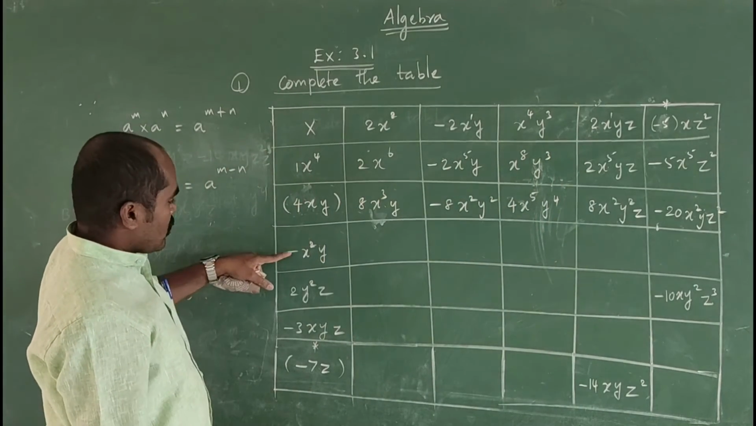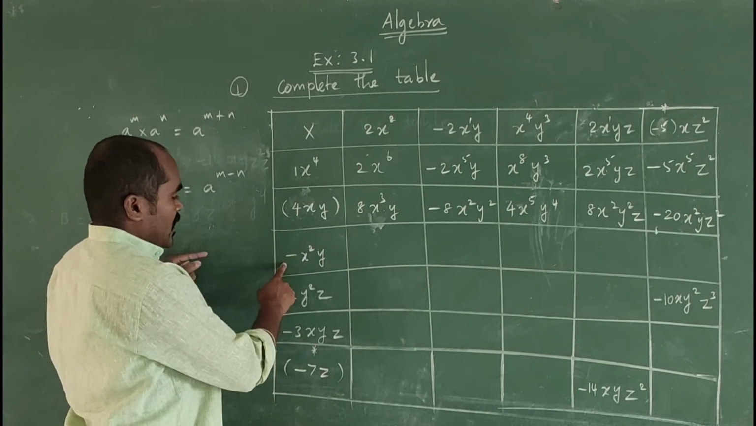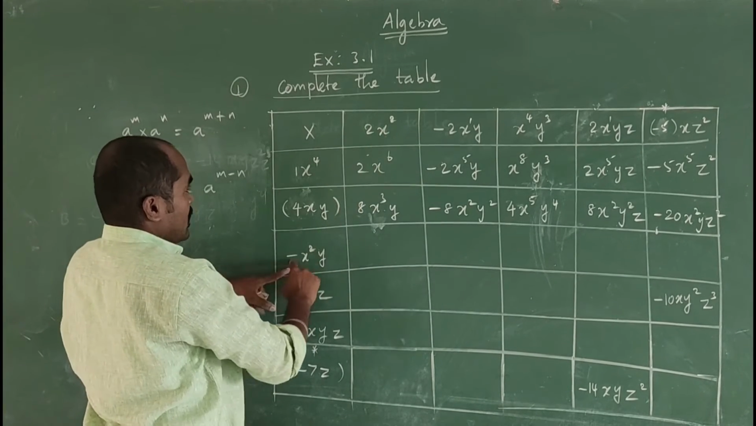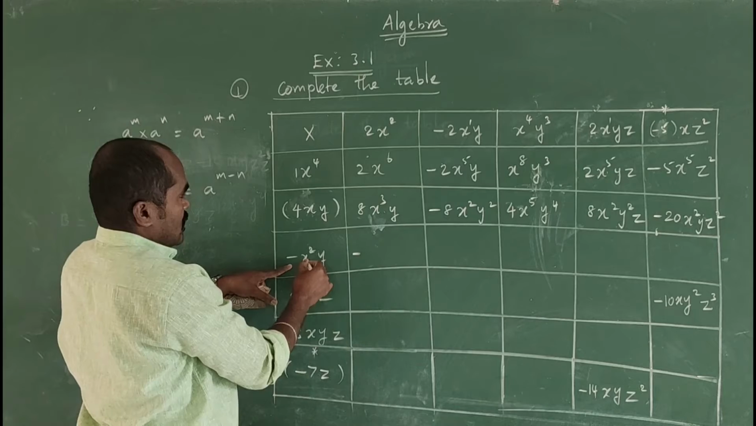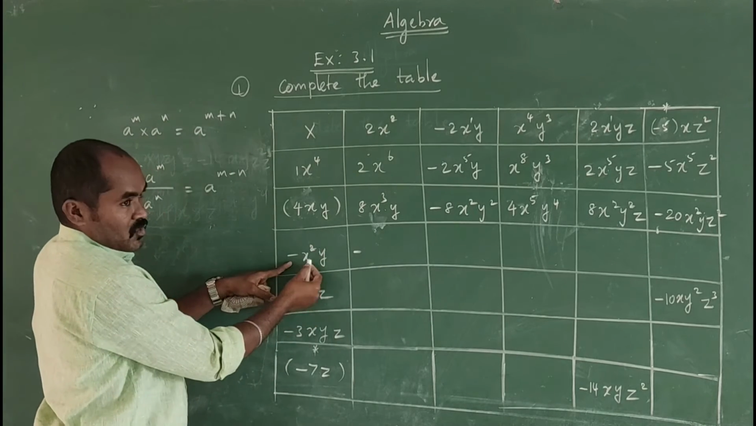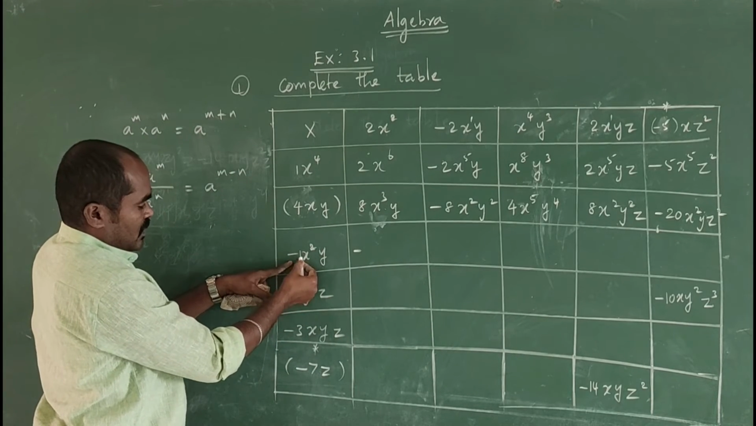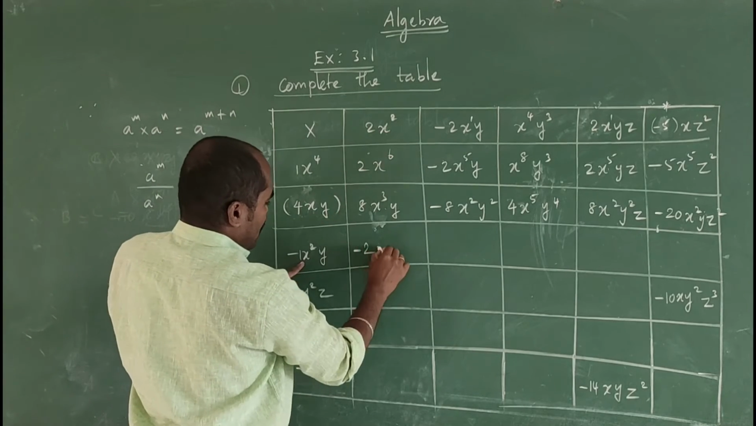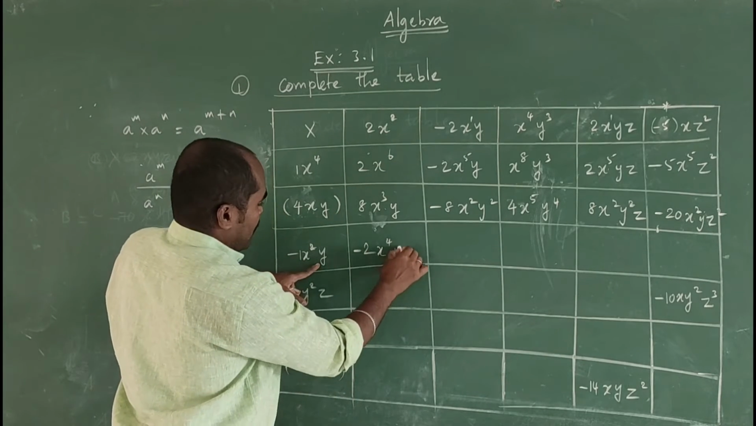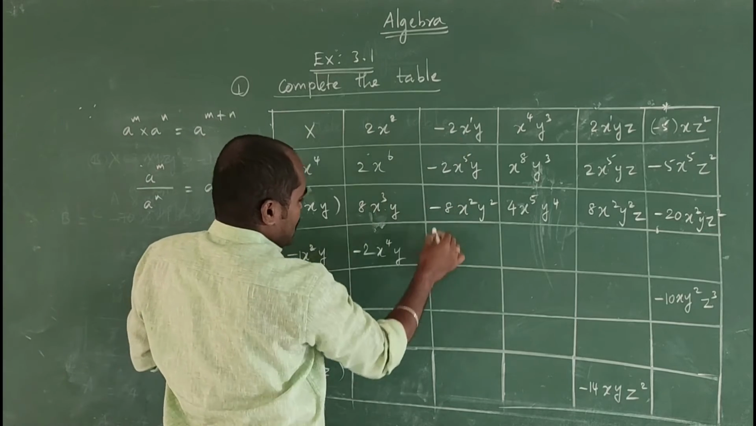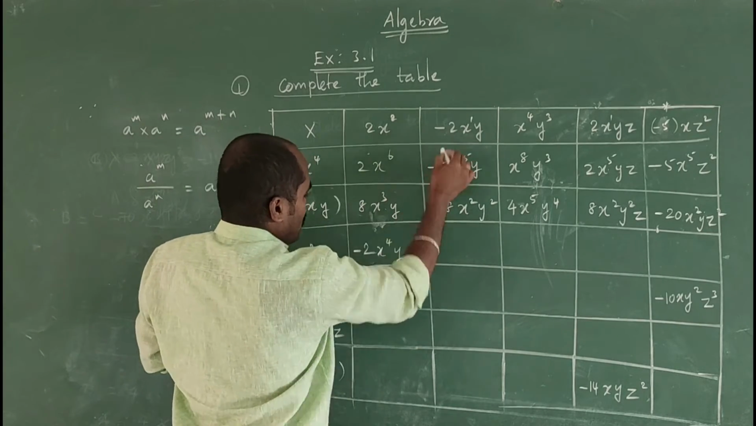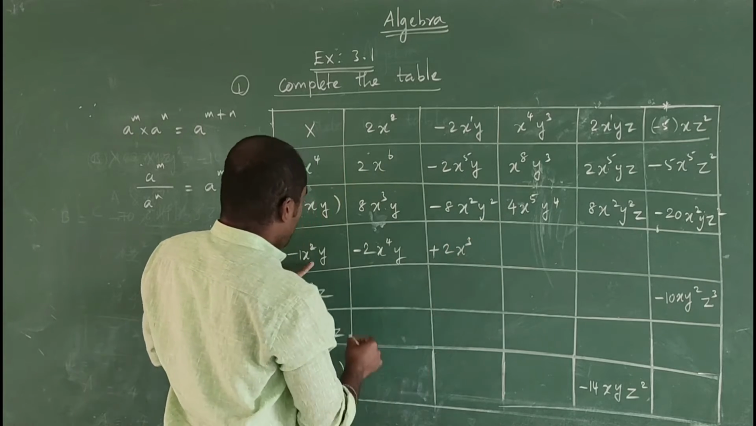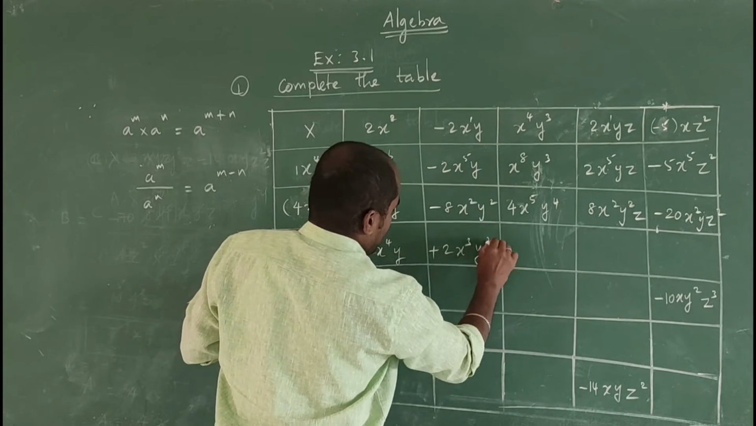Then go to third row. So this is minus x square y. This is plus 2x square. So minus into plus is minus 1. Coefficient of x square y is what? Minus 1. So right here minus 1. 1 into 2 is 2. X square into x square, x power 4 y. Then minus into minus is plus. 1 into 2 is 2. X square into x, x cube. Y into y, y square.